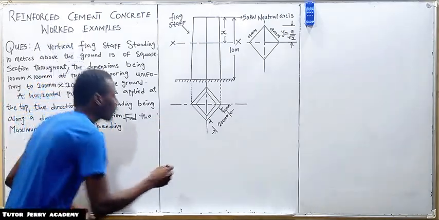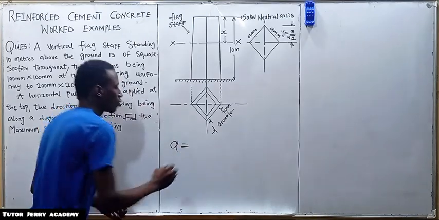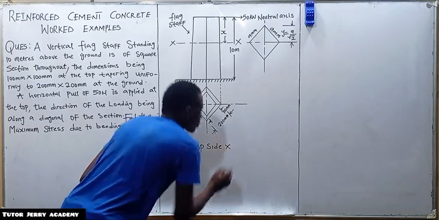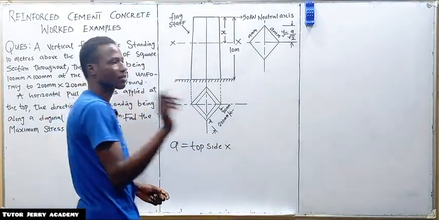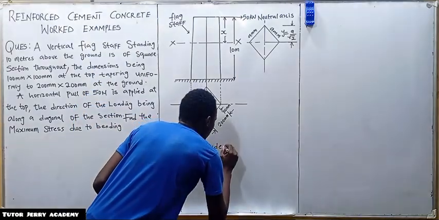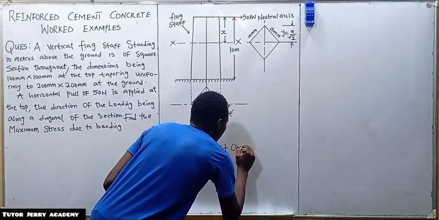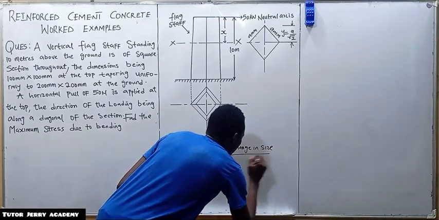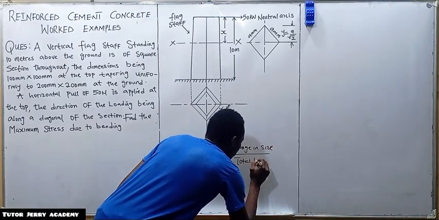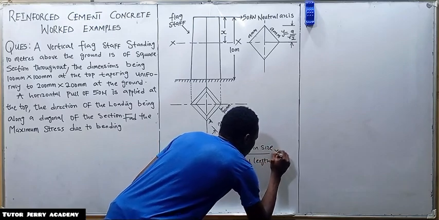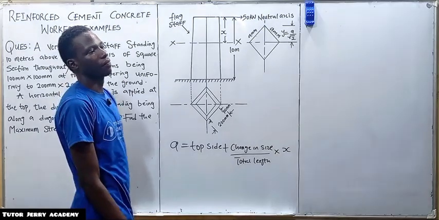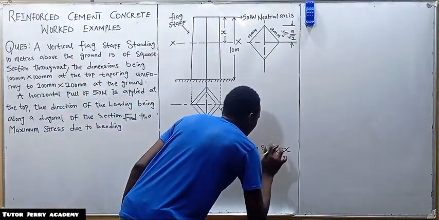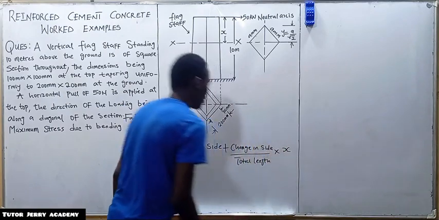So we have A equals the top side, plus the change in side all over the total length, multiplied by x. This is the change in side, not size.